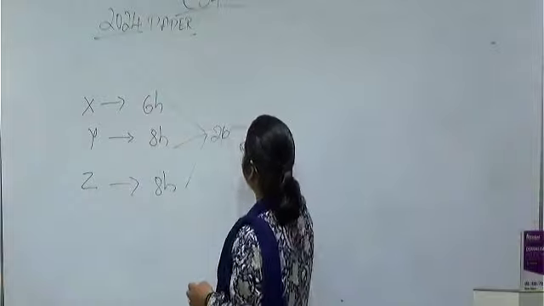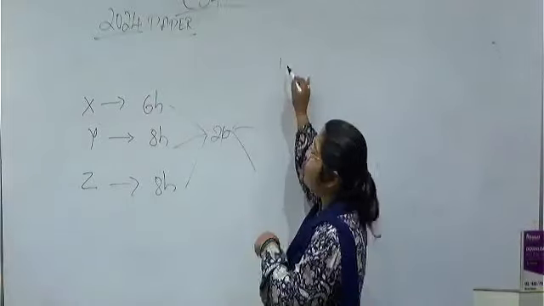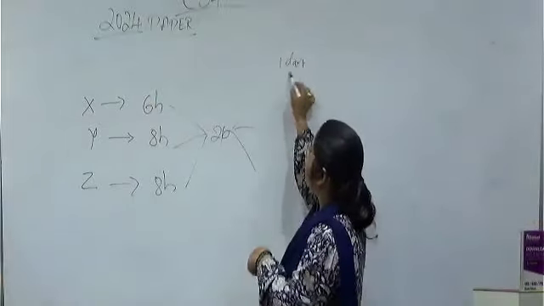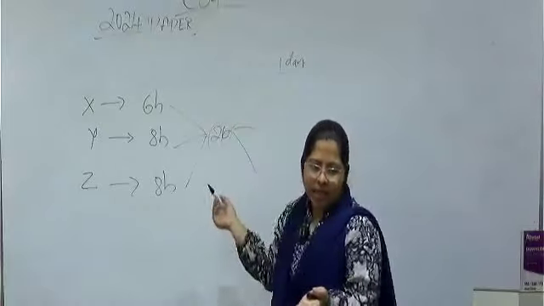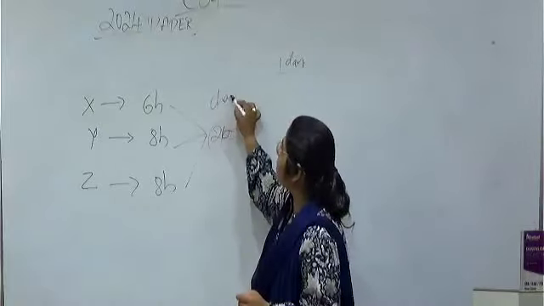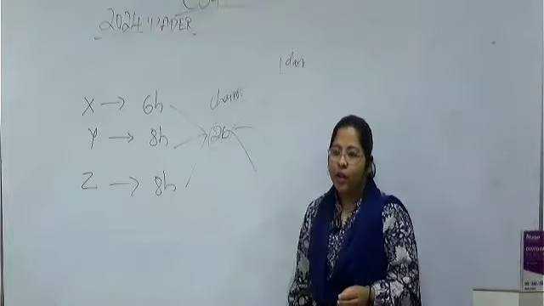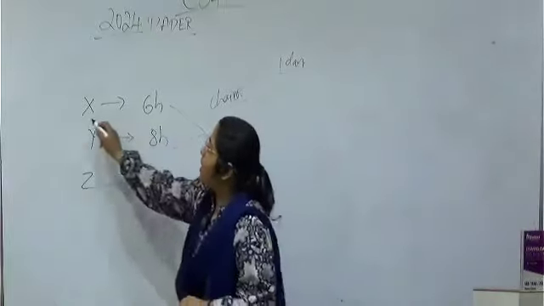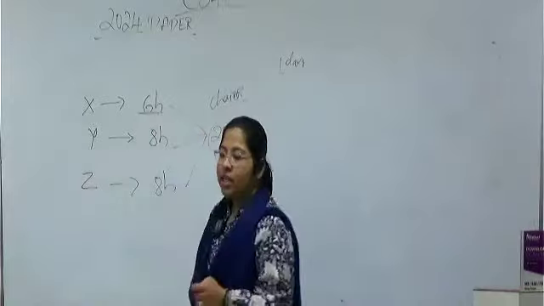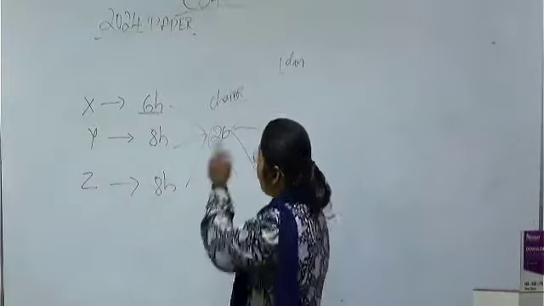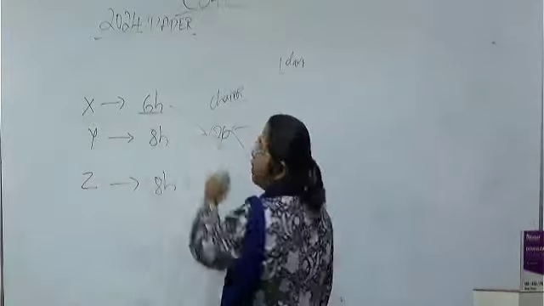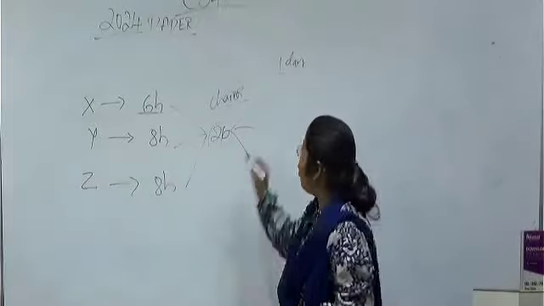Now find out the efficiency. That means in 1 day how much they will work? We are going to find. Say that they want to manufacture 24 chairs. X is having the capacity to manufacture how many chairs? 24 divided by 6, 4 chairs in a day.